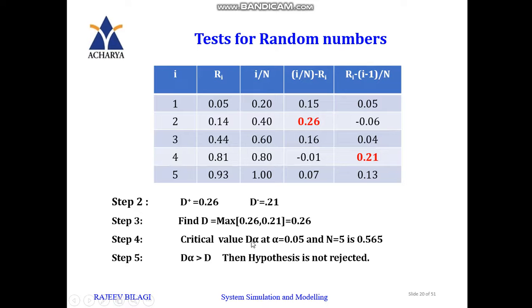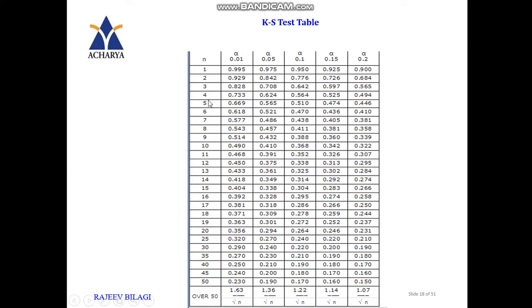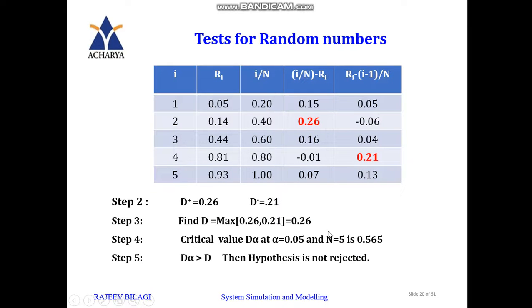Now the critical value I have to find out. Alpha is equal to 0.05, n equal to 5. You look at alpha equal to 0.05, n equal to 5. So it is 0.565. So that is the critical value, 0.565. Now D alpha is greater than D, hence the hypothesis is not rejected. So this is how we are going to calculate for the random numbers D plus, D minus, D value, and we are going to compare with this.